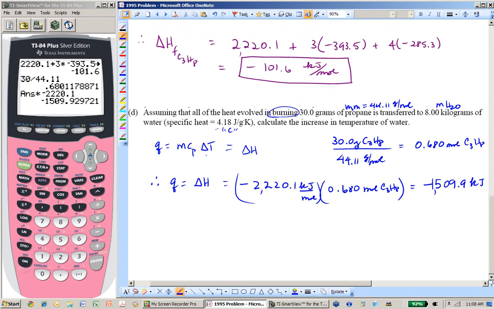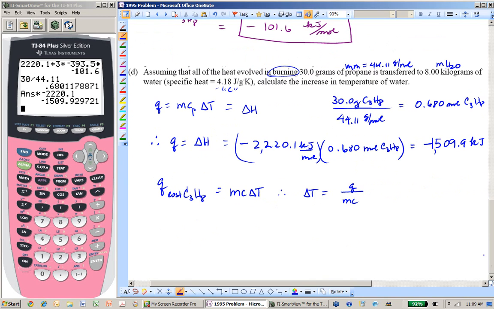I'm going to rearrange my Q equals MC delta T up here. So the Q lost from the system of burning this C3H8 is equal to MC delta T. Therefore, delta T is equal to Q divided by MC. So I'm just going to plug and chug. I just got my Q, negative 1509.9, that's in kilojoules. My mass is 8 kilograms.